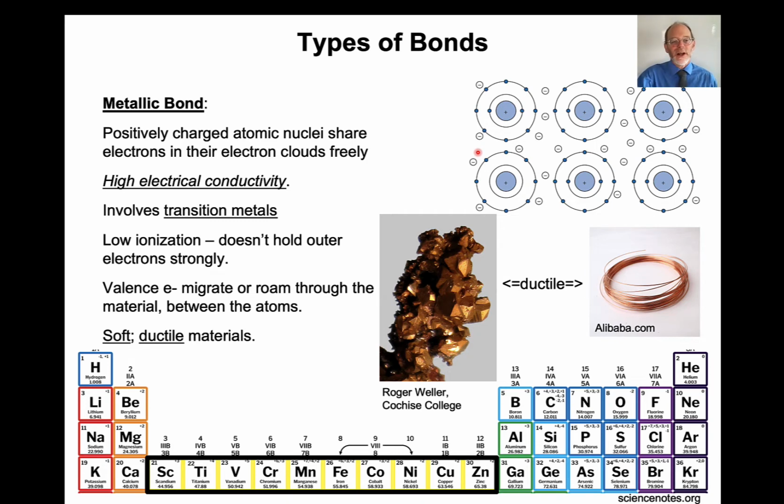They tend to involve the transition metals. They all have very low ionization potentials. That means they don't hold on to their outer electrons very strongly. And as a consequence, the valence electrons migrate or roam around the mineral between the atoms. And this forms very soft and ductile materials. So here's some copper wire. It has been formed from some copper crystals.